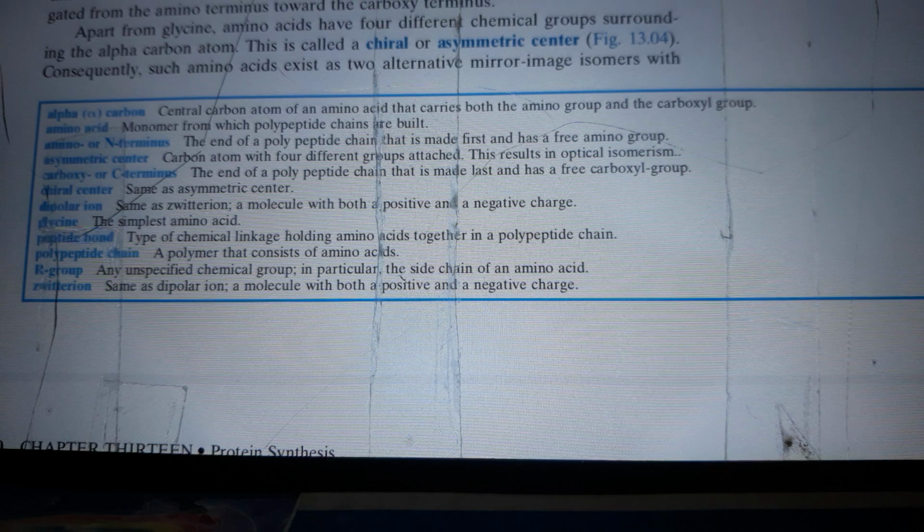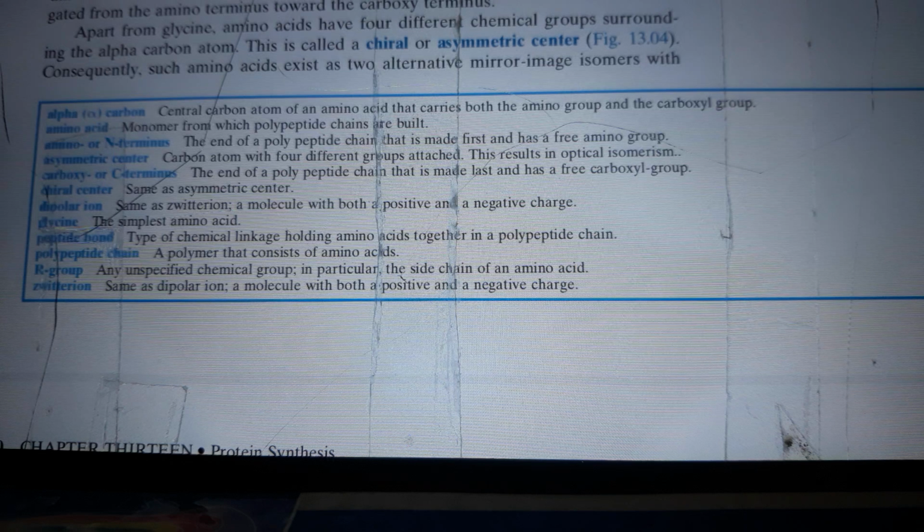Alpha carbon, central carbon atom of an amino acid that carries both the amino group and the carboxyl group. Amino acid is a monomer from which polypeptide chains are built. Amino or N-terminus, the end of a polypeptide chain that is made first and has a free amino group. Asymmetric center, carbon atom with 4 different groups attached. This results in optical isomerism. Carboxy or C-terminus, the end of a polypeptide chain that is made last and has a free carboxyl group. Chiral center, same as asymmetric center.